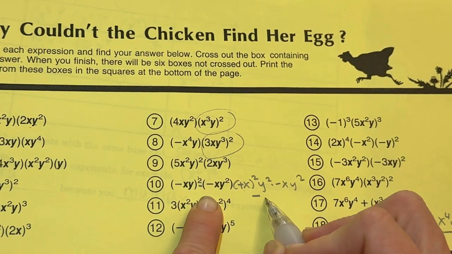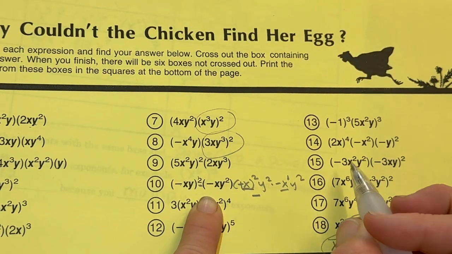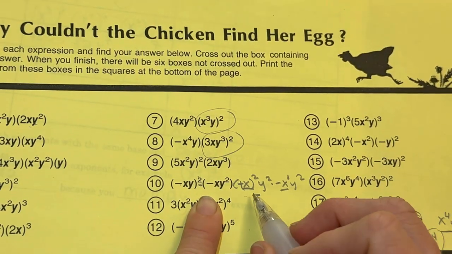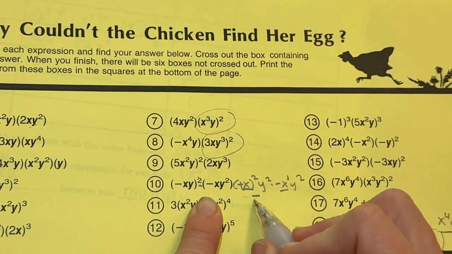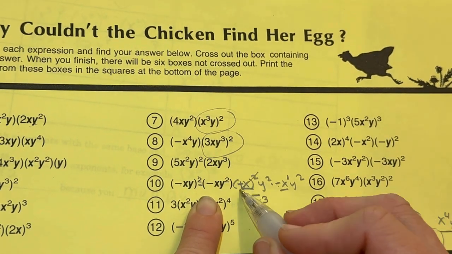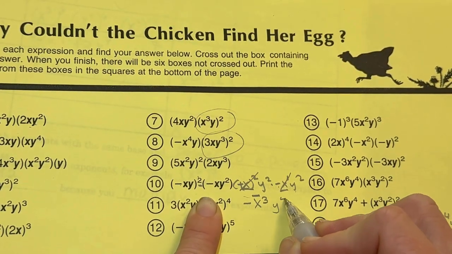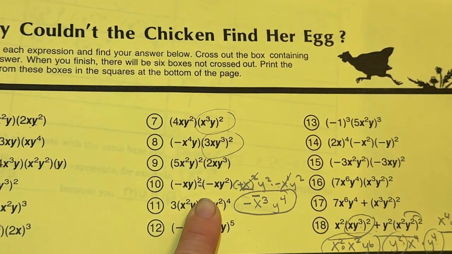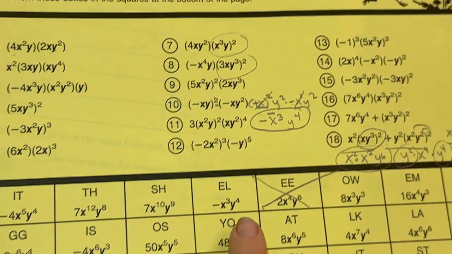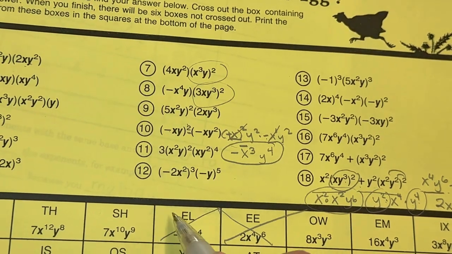So the answer is going to be negative, let's see, x squared, and here's an x. This x is to the first power. When we don't see it, it's 1, because that's going to increase our exponent to x to the third. And there's one negative sign, so negative x to the third. Okay, my x's are done. And then y squared and y squared together makes y to the fourth. So this is our answer, and let's find it down here. Negative x to the fifth, that's not what we want. Oh, here it is. It's EL, and that we're gonna cross off.